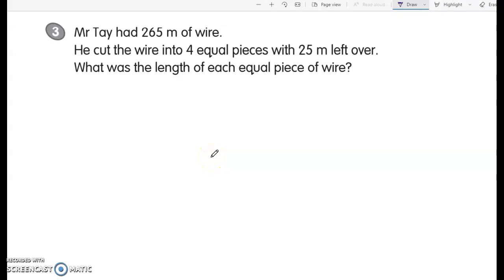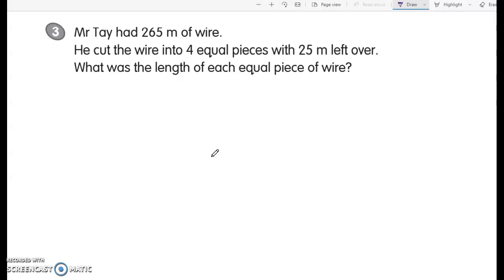Okay, children, you're doing very well. We are coming to the last question of your work. Question 3. Let's begin. Mr. Tay had 265 meters of wire. He cut the wire into 4 equal pieces with 25 meters left over. What was the length of each equal piece of wire?